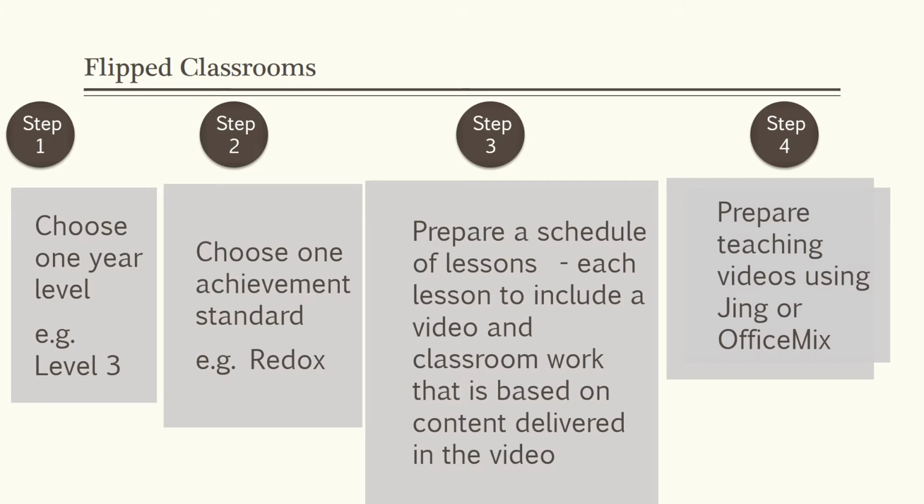Step 1, choose 1 year level. So if you decide to go with flipped learning, don't roll it out across all your classrooms. Choose 1 year level. I chose a level 3 class. Choose one achievement standard. Again, you can't do this for every achievement standard. Each one has their own complexities. I chose redox simply because the level 3 students had done some redox at level 2, so it was not altogether new topic for them, and so some sort of independent learning was expected of them anyway.